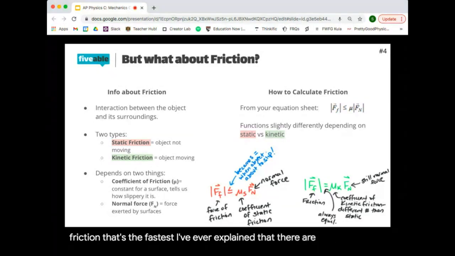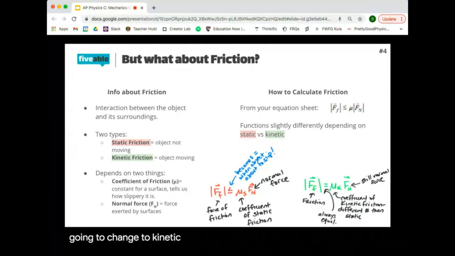There are two types of friction. The first one is static friction. Static friction happens, and I put it in red, when the object is not moving. It's at rest. Kinetic friction is in green because the object is moving. Also important to note, if you've got something that starts at rest and then you push it and it starts moving, it's going to start with static friction and then change to kinetic friction. Those two types of friction are not always going to be the same.